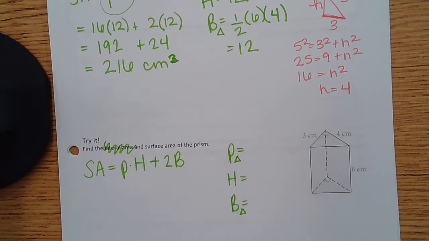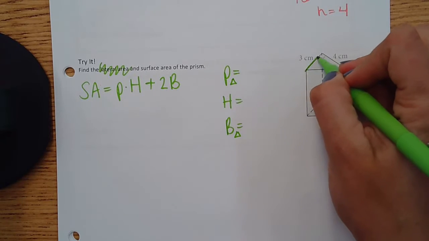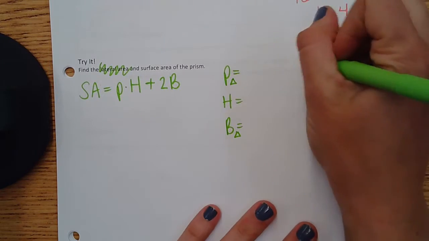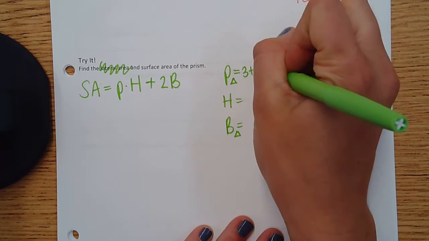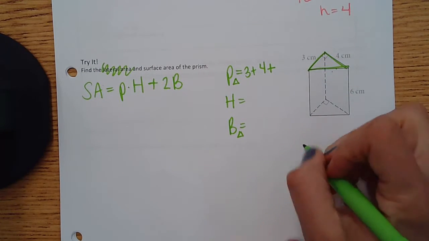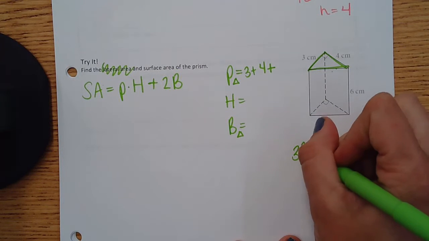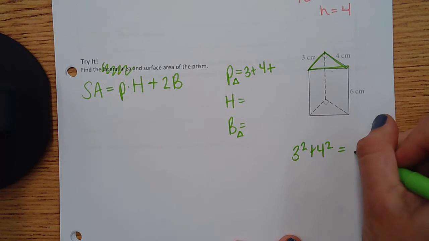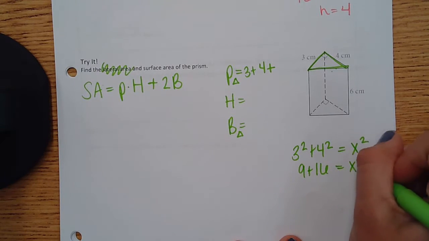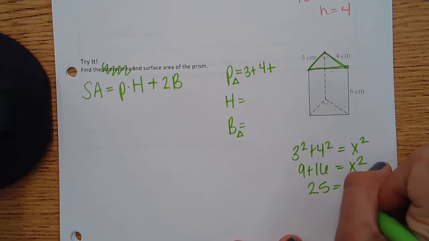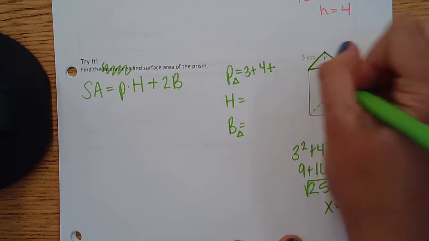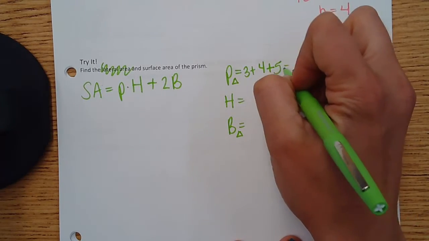Perimeter is working with the triangle. This triangle is a right triangle. So to find the perimeter, I'm going to do 3 plus 4 plus, well, I don't know that piece. But since it's a right triangle, I can solve for it. I know that 3 squared plus 4 squared equals, we'll just say x squared. 9 plus 16 equals x squared. 25 equals x squared. Take the square root. X, that final piece, has a length of 5. So I can add a 5 in here, and I get 12.